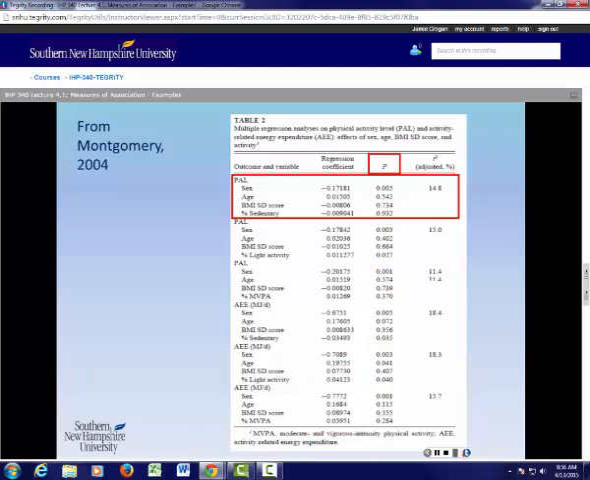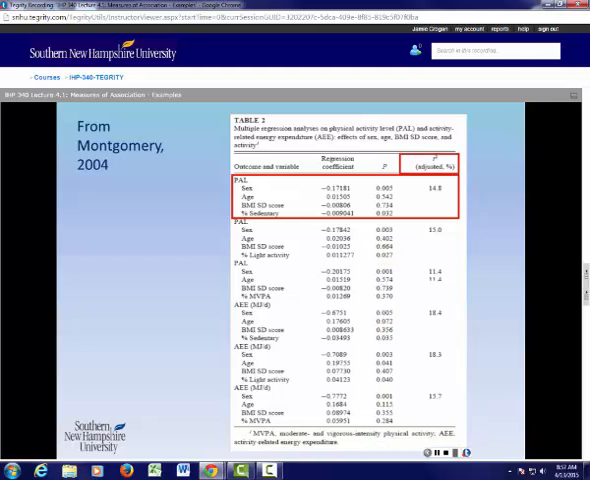The next column is P. This is the p-value. P-values less than 0.05 or 0.05 and less are statistically significant. And notice there's a p-value with each X. And so you can look to see which X's are significant predictors of either PAL or AEE.